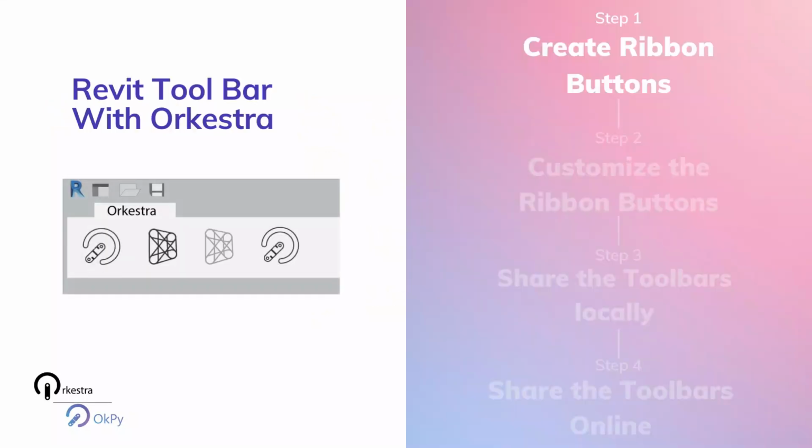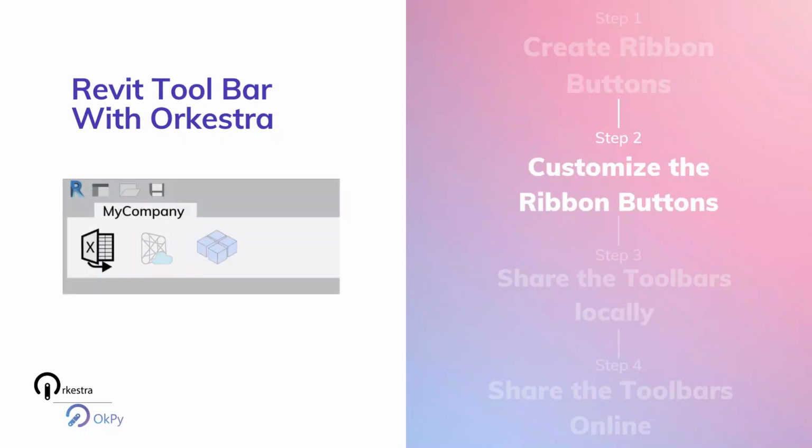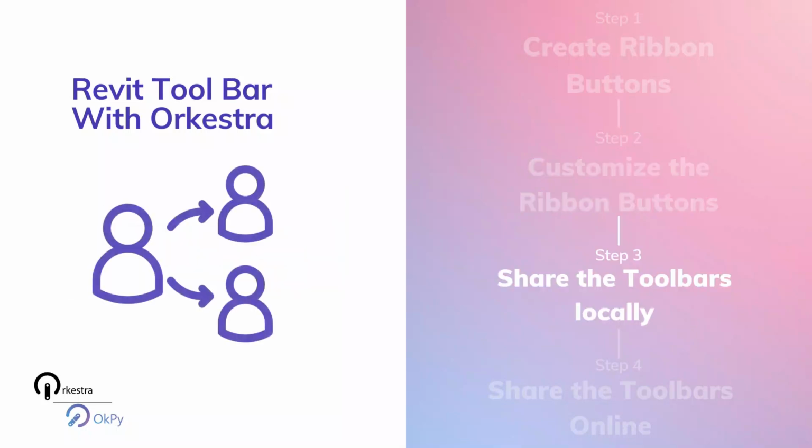Okay, so a couple of steps that we're going to be going through. The first part is going to be the creation of the ribbon, which will be very straightforward. You'll see that. Second part is going to be the customization of the ribbon buttons that we'll be creating. Then we'll start talking about sharing. So the first part will be about sharing the toolbars locally. So that's what's available with the free tier of Orkestra, and it's already pretty awesome.